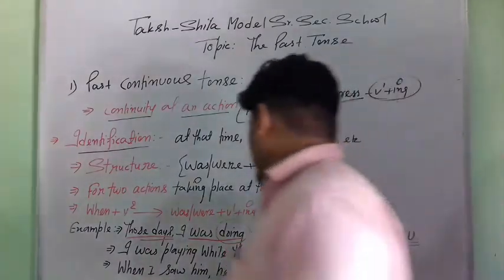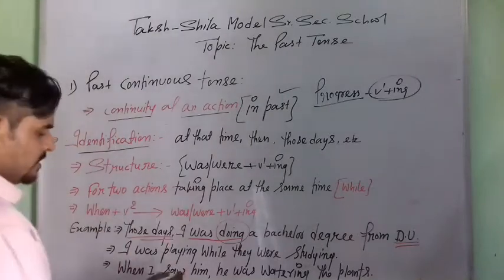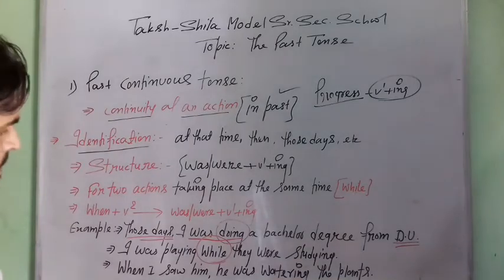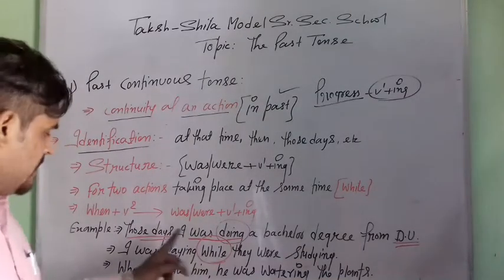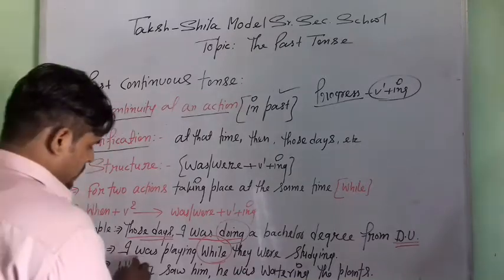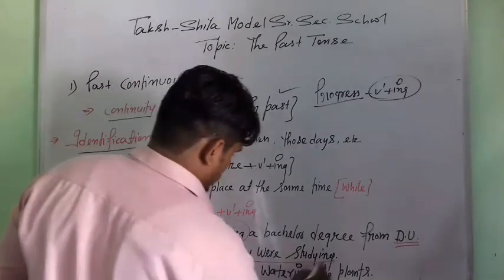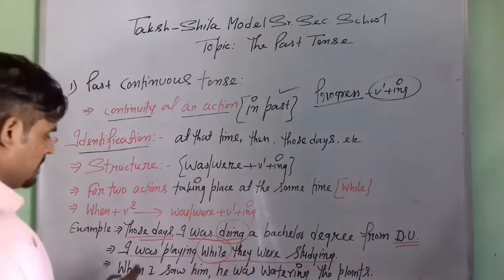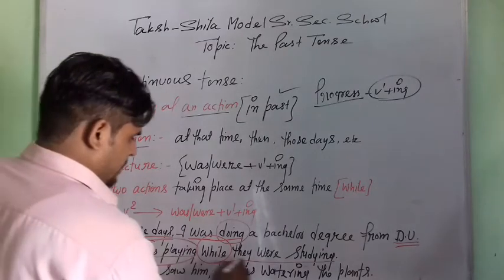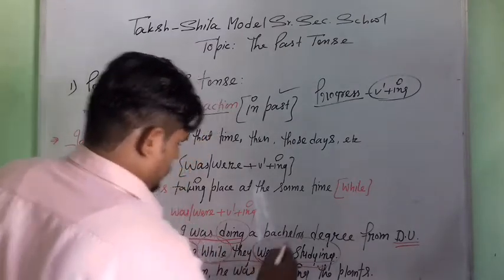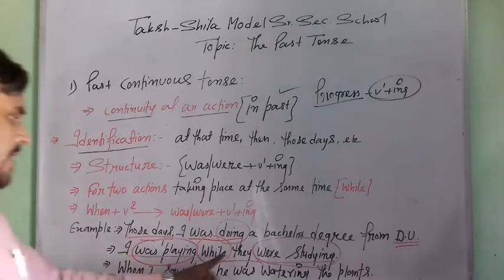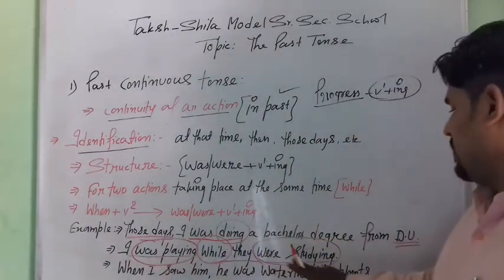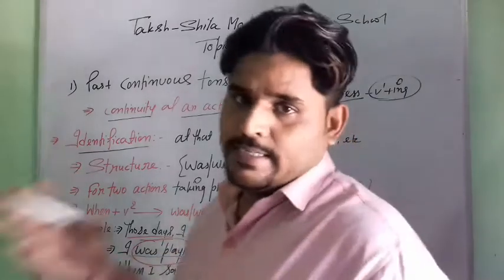Now the second example, I was playing while they were studying, right? As I told you, when two actions are going on at the same time in the past, and these actions are in progress, we use while as conjunction, and both the sentences, this one is your principal clause and this one is your subordinate clause. So both of your sentences, principal as well as subordinate, दोनों ही sentences आपके past continuous tense में frame होते हैं, ठीक है भाई? So दोनों ही action, both the actions are taking place at the same time, means the action of my playing and action of their studying, both are going on at the same time.